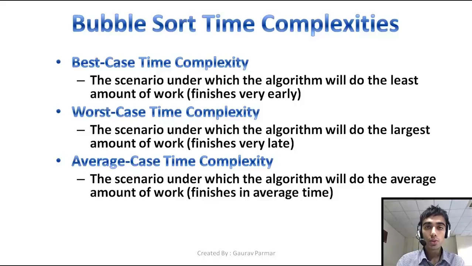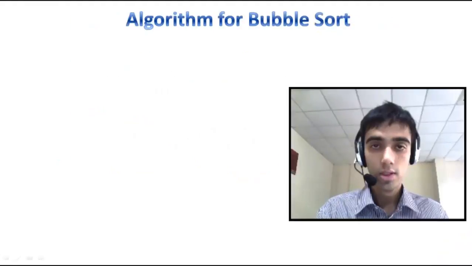When we talk about the worst case time complexity, it is the scenario under which the algorithm has to do the maximum amount of work. And when we talk about the average case time complexity, it is between the best case and the worst case. It is the scenario under which the algorithm has to do the average amount of work. Now let's have a look at the algorithm for bubble sort.